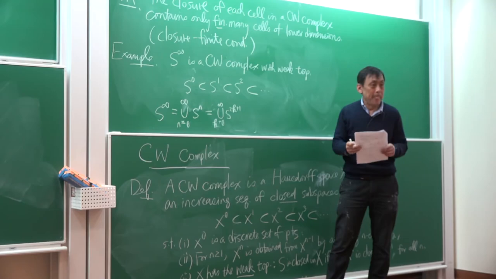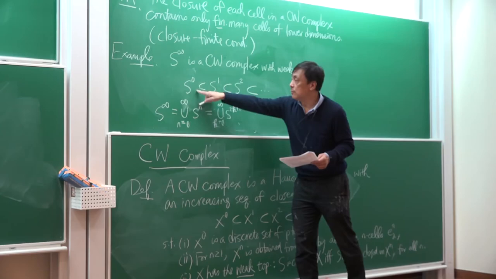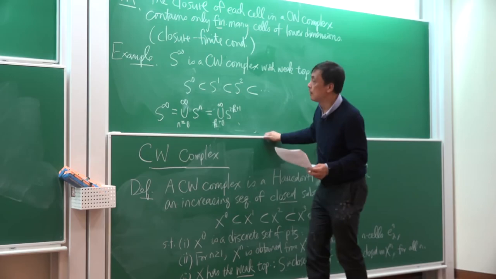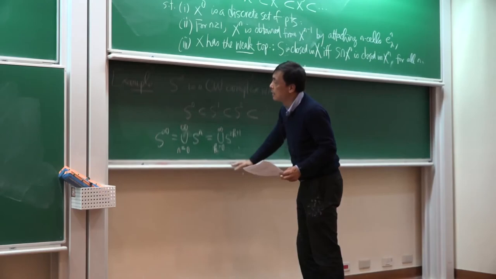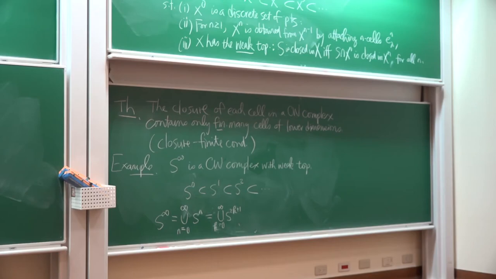Right? Because the even spheres are contained in the odd spheres when you take the union, so you get the same set. Okay? But this gives you the structure of a CW complex when you use all the spheres. Okay. So this goes up. Okay, so now let's show that S infinity is contractible.